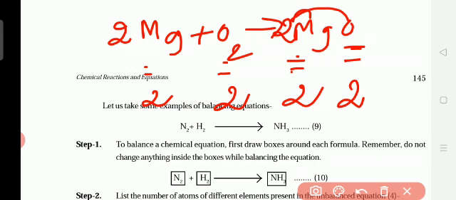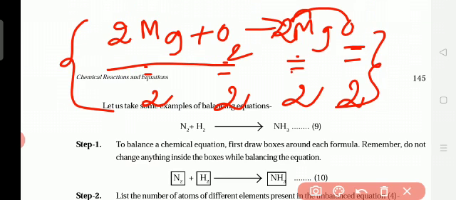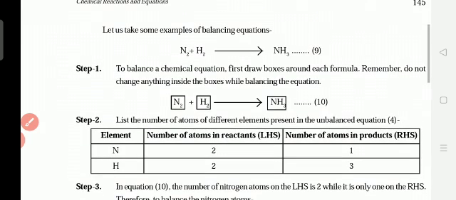So this is the balancing of the equation. Please write this one in the textbook, down below that equation. Okay, so the next one. Now let us take some examples of balancing equations. Now we will do some balancing equations.